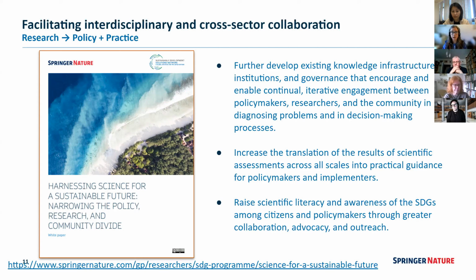So 3 of the recommendations that came out of this paper were to further develop existing knowledge infrastructures, institutions and governance that encourage and enable continual iterative engagement between policymakers, researchers and the community in diagnosing problems and in decision-making processes. It can't be one part of the system deciding this is the problem and therefore this is the solution. Everybody has to work together, and community engagement is something that's really important here.